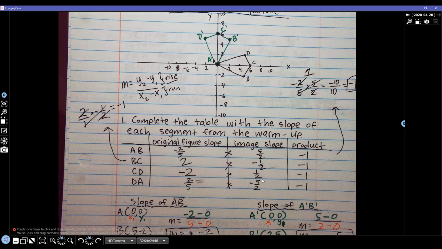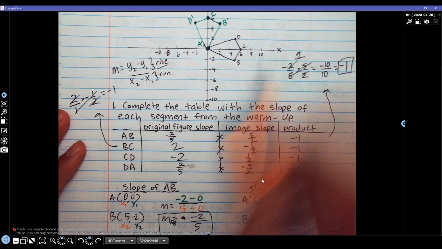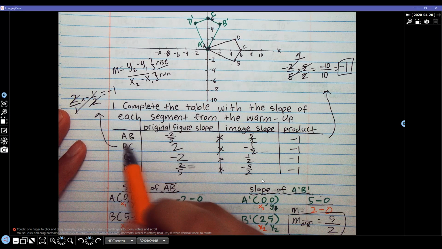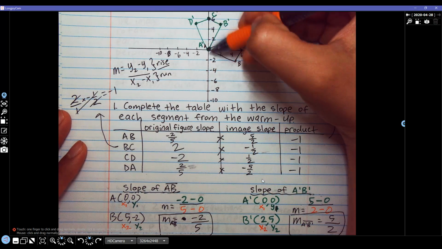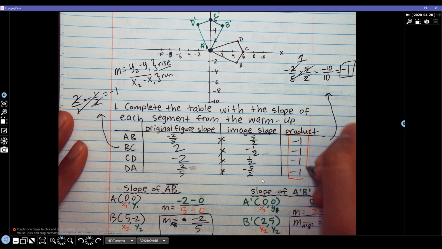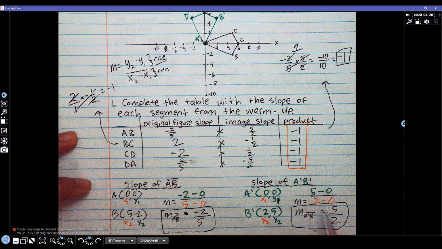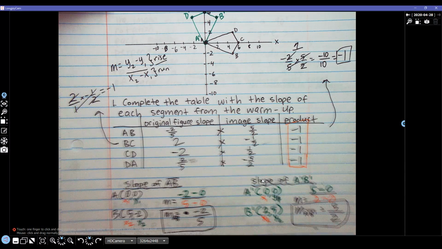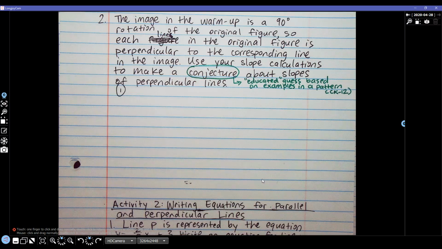And you'll notice in our table that all of these lines in the original figure compared with the lines in the transformed figure, when you multiply those two slopes, we are always getting a product of -1. So this is a pattern that I'm noticing here, and I'm going to write this as a conjecture in question number 2.